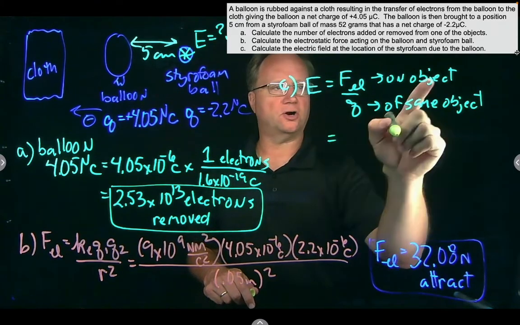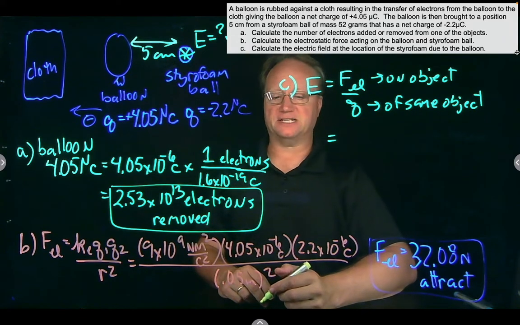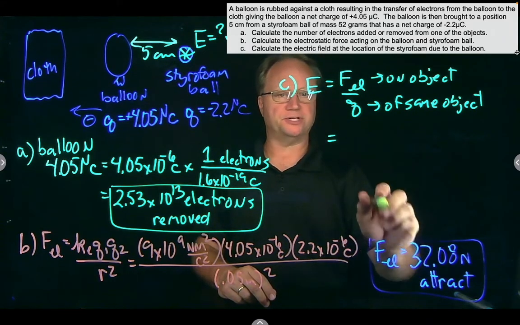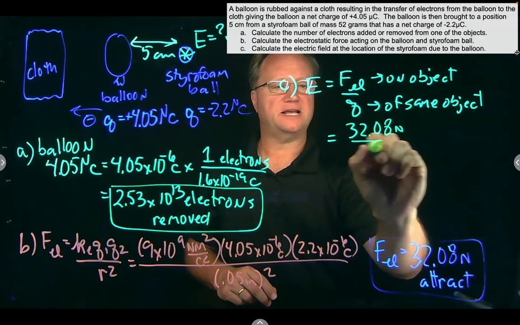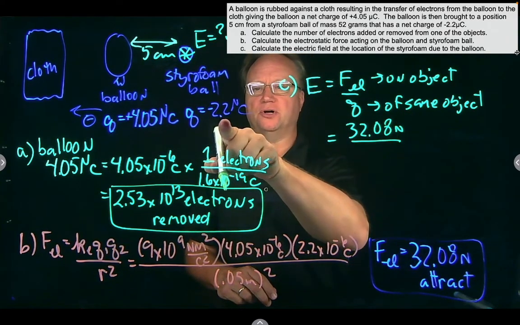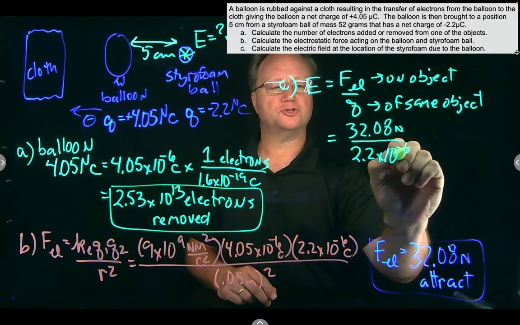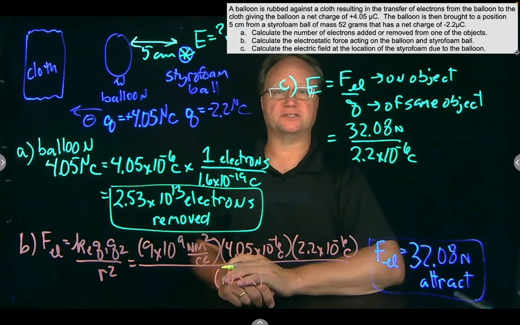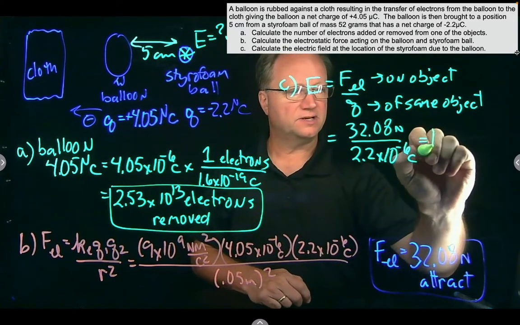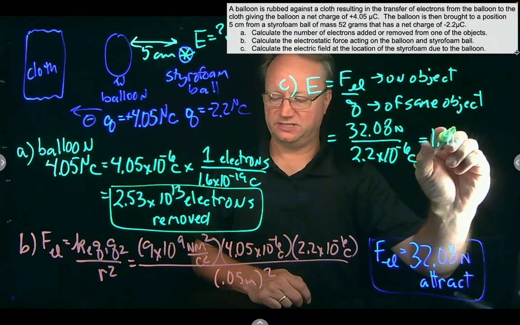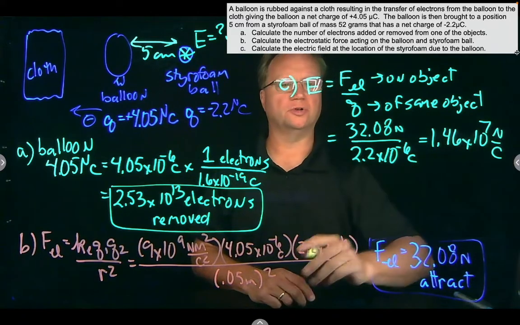So then our object would be the styrofoam ball. So the force acting on the styrofoam ball, 32.08 newtons. And the charge of the styrofoam ball, 2.2 microcoulombs, or 2.2 times 10 to the negative 6 coulombs. That's going to give us 1.46 times 10 to the 7th newtons per coulomb.